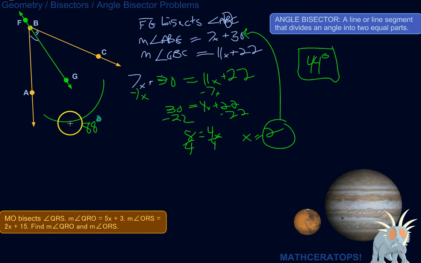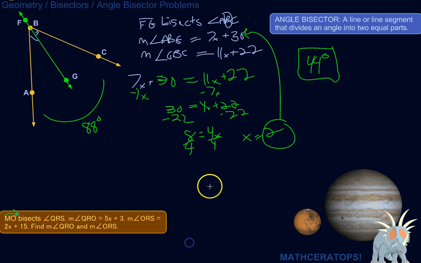Let's say I don't have the picture up there already. Let's say it's a word problem. MO bisects, sorry, I should label this as a ray or a line. Let's call it a ray. So the ray MO bisects angle QRS. Let's draw that.